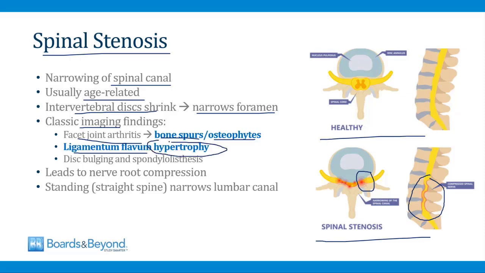And then lastly, in patients who have spinal stenosis, you can see other findings of breakdown of the spine, things like disc bulging and spondylolisthesis. But all these things come together to narrow the spinal canal, leading to nerve root compression. And usually one of the classic features of spinal stenosis is that standing, which straightens the spine, narrows the lumbar canal and tends to make symptoms worse.